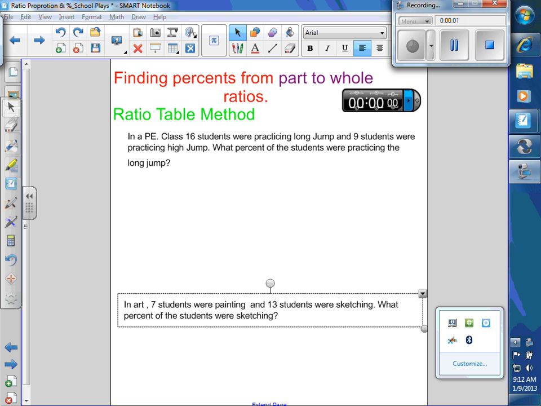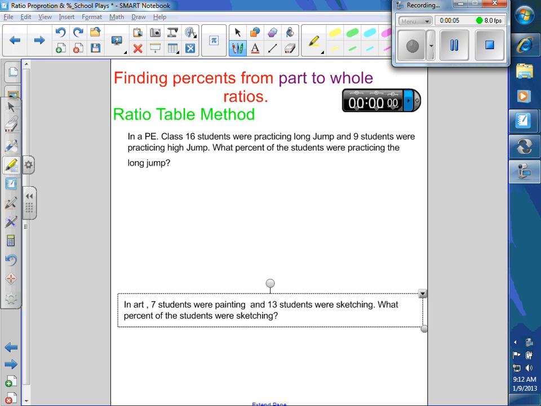Today the percent topic we're going to talk about is finding percents again, like we did yesterday, but we're really interested in this thing called part to whole ratios.